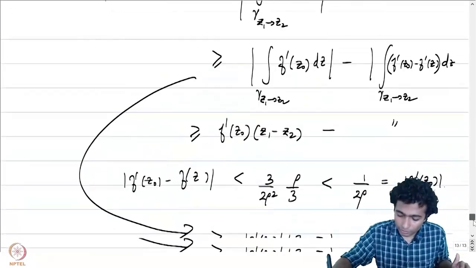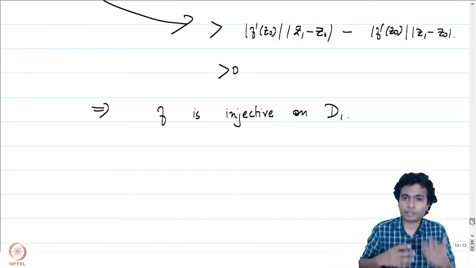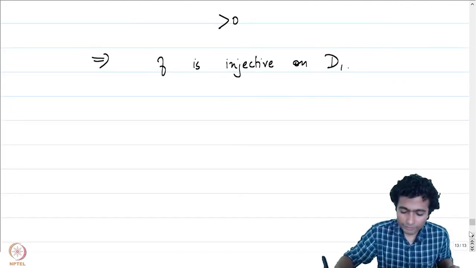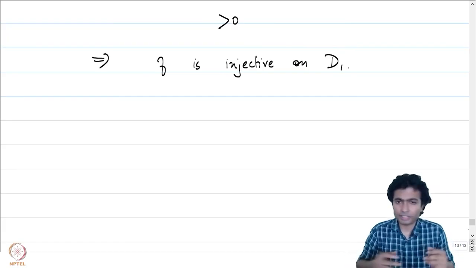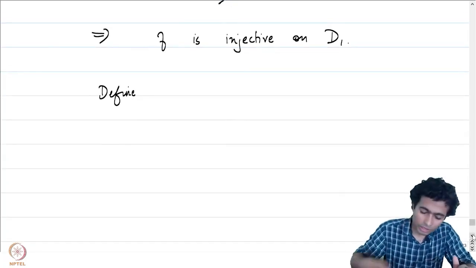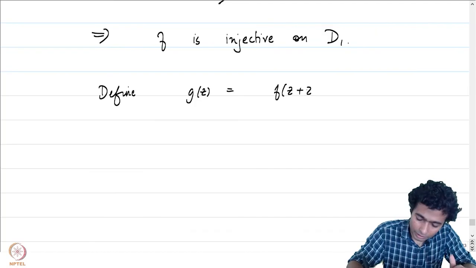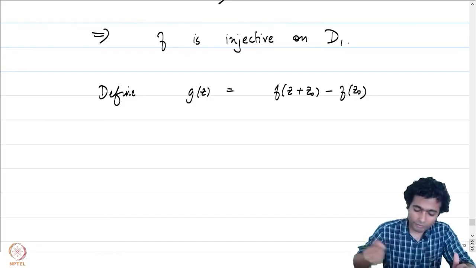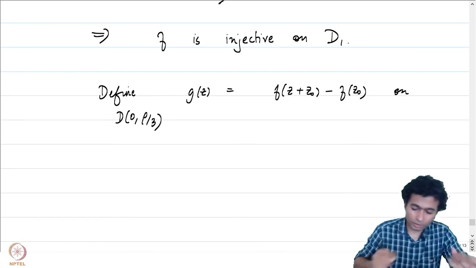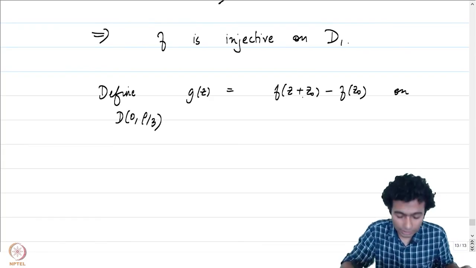The only thing now left to prove is that this function f satisfies the condition that the disk of radius 1 by 72 around 0 is sitting inside f of d1. In order to prove that f of d1 contains the disk of radius 1 by 72, let us now again define another auxiliary function. This is a new g that I will use, I do not want to use too many notations. Define g of z to be equal to f of z plus z0 minus f of z0. Where is this defined? This is defined on d0 rho by 3. Remember that d1 is d z0 rho by 3. This is on d0 rho by 3. So, this does make sense.